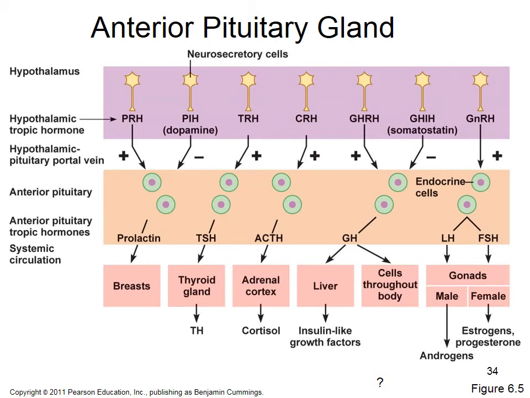What you notice is that it either says releasing or inhibiting. So these hypothalamic trophic hormones, in their name, either have releasing or inhibiting. That's how you know they're coming from the hypothalamus. So in a question, I might say blank releasing hormone or inhibiting hormone, and you know that's from the hypothalamus.